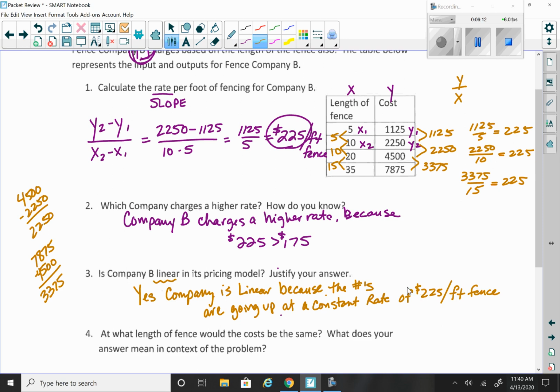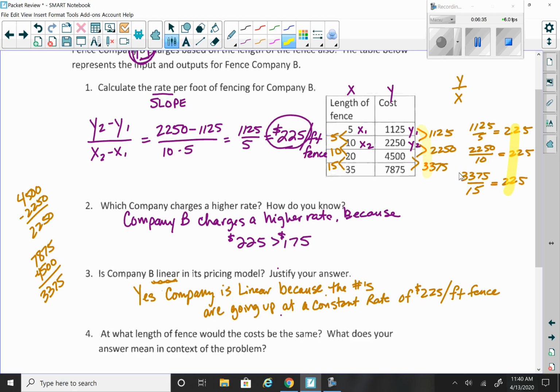Another way that you can see that it's linear is if you took all the numbers from the table and plotted them on a graph. But these numbers are so huge, I wouldn't want to have to plot them on a graph. Plus, we don't have graph paper here in our packet. So you could see that if you graphed it, that it would be a straight line, but you can also see it if your values are going up at a constant rate.